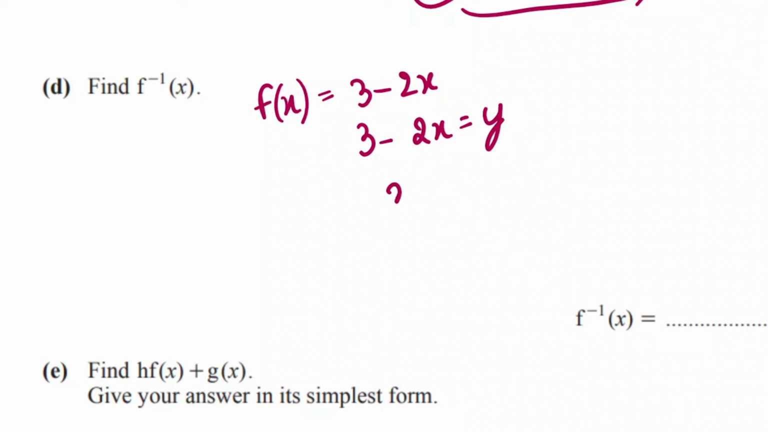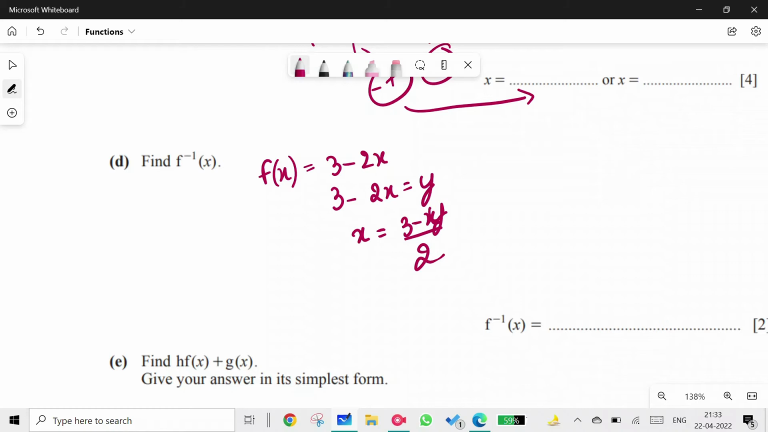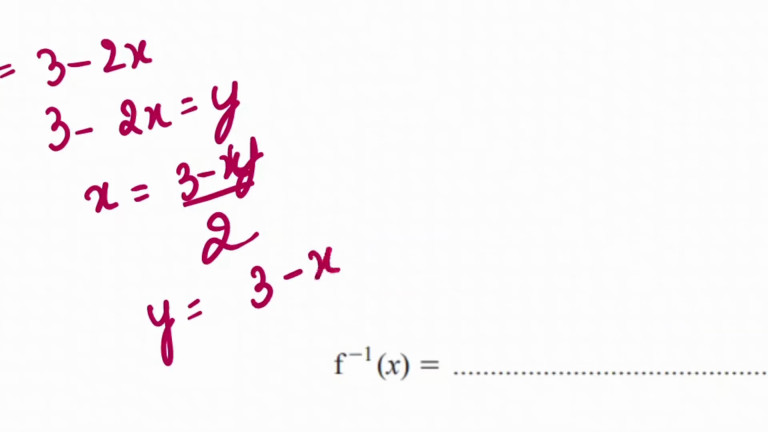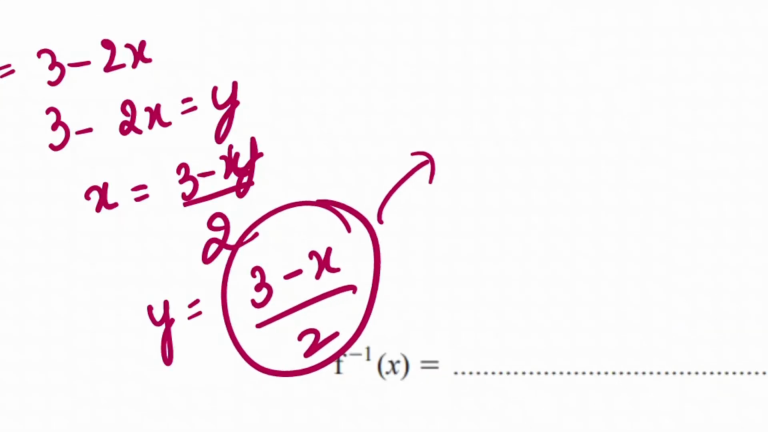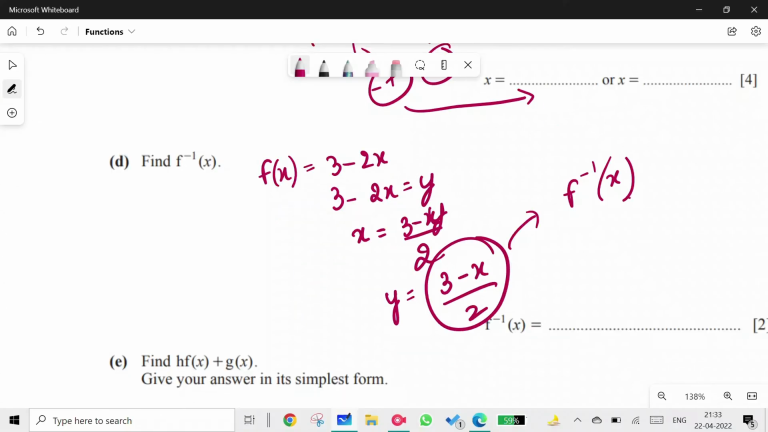So when you do that, you get x equal to 3 minus y by 2. The last step is just to switch the alphabet. So instead of x, write y. Instead of y, write x. So that would be y equal to 3 minus x by 2. That's it. There you go. This is the value of f inverse of x in just 3 simple steps.